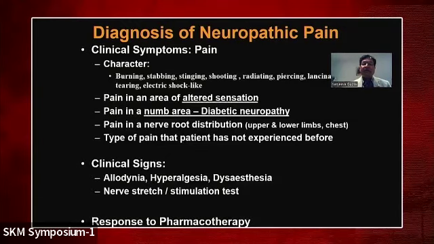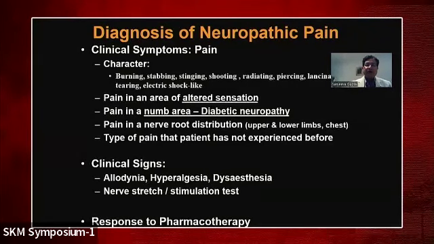Pain in an area of altered sensation makes me think it could be neuropathic. Pain in a numb area, as in diabetic neuropathy, where the patient will say, the area is numb, but still I have pain in that area. Pain in a nerve root distribution in the upper or lower limb, like C5 distribution or S1, L5 distribution in the lower limb, makes you think it could be neuropathic. A type of pain that the patient has not experienced before, something completely different, also makes you think that it could be neuropathic.